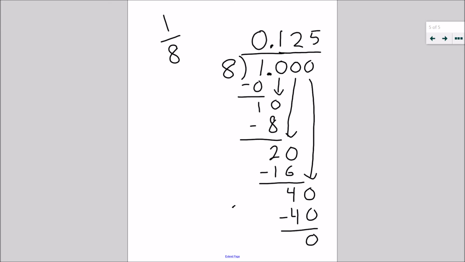This tells me, since I have no remainder, I'm done. I can't divide this any further. I would just be dividing 0 into 8 parts for eternity, which is always going to be 0. So 1/8, 1 divided by 8, is the same as 0 and 125 thousandths, 0.125.